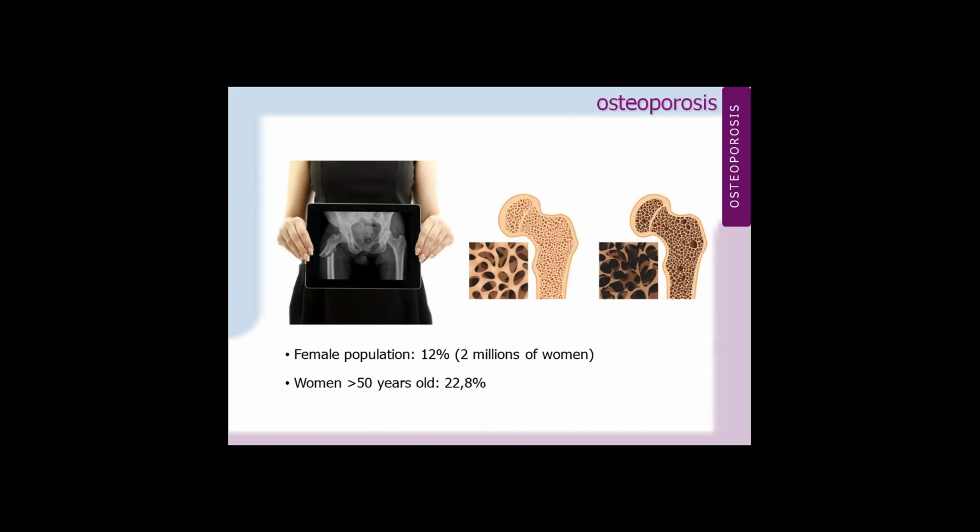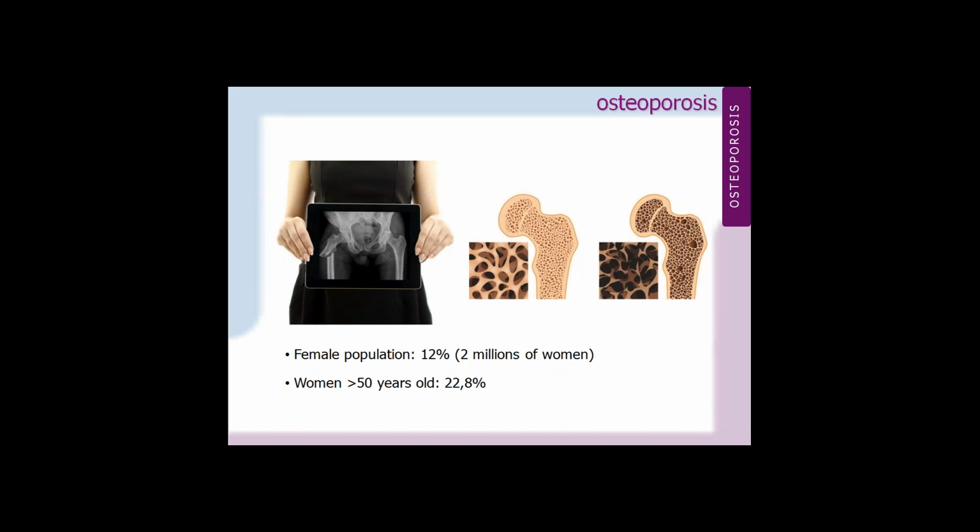Osteoporosis is characterized by low bone mass and microarchitectural deterioration of bone tissue, leading to increased bone fragility and consequently to increased fracture risk. It is estimated that 1 in 5 women over 50 have osteoporosis, and that about half of them will have a hip, wrist, or vertebrae fracture after the age of 50.